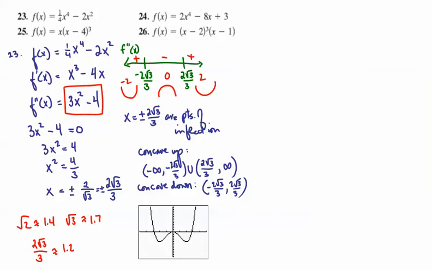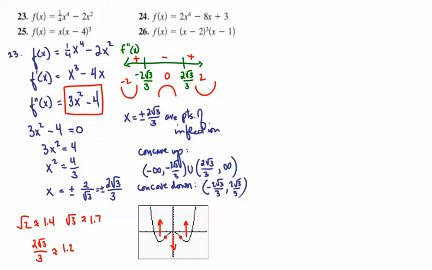Okay, so we said at about negative 1.2, which is right about there, we have a point of inflection, and the graph was concave up prior to that, concave down after that, and then up at 1.2 roughly we change back from concave down to concave up, and so you can see the points of inflection and the concavity match our analysis perfectly there.